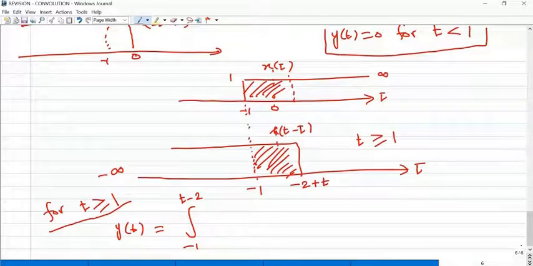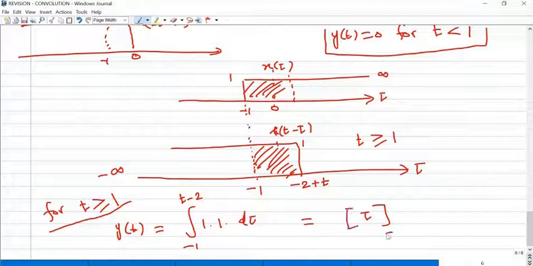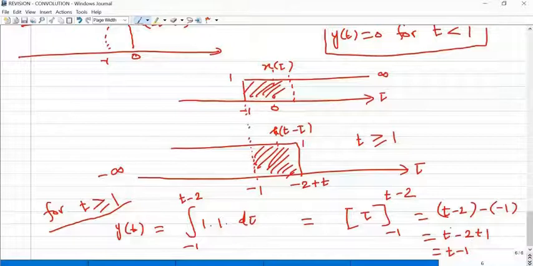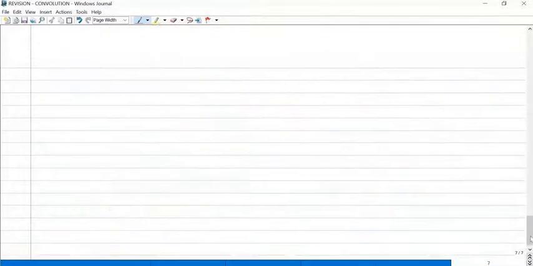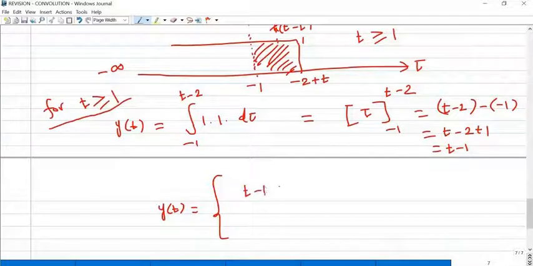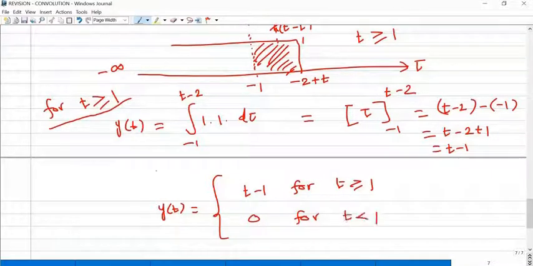So x of tau and h of t minus tau; in this example both are unit step functions, so the magnitude is 1 times 1. Integrating d tau from minus 1 to t minus 2 gives t minus 2 minus of minus 1, that is t minus 2 plus 1, which is t minus 1. So y of t equals t minus 1. You have to write down the final result like this: y of t equals t minus 1 for t greater than or equal to 1, and 0 for t less than 1.